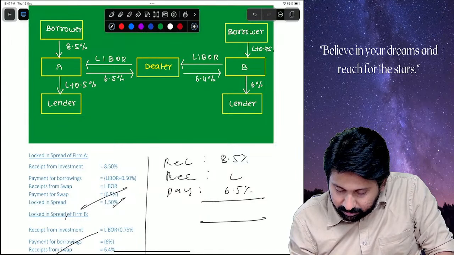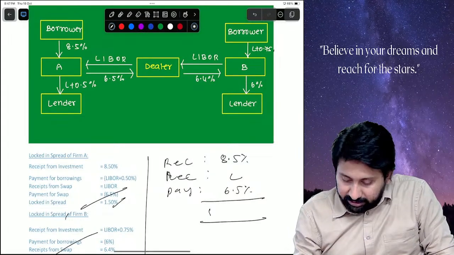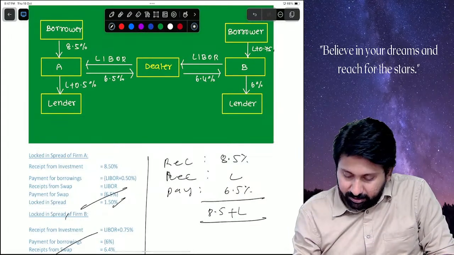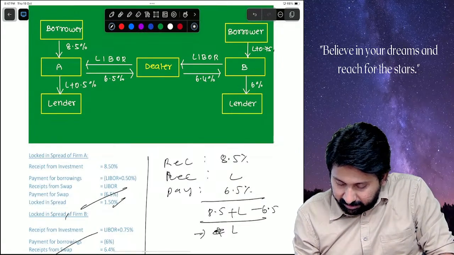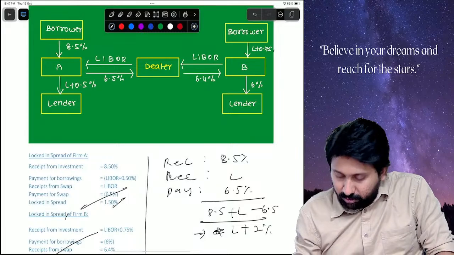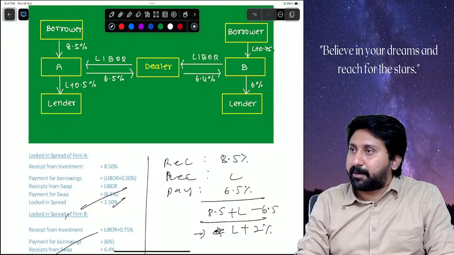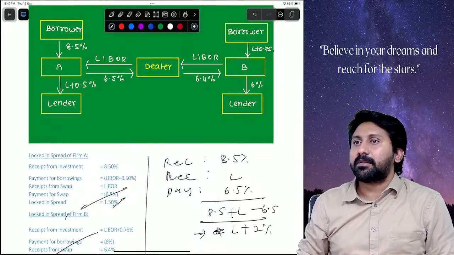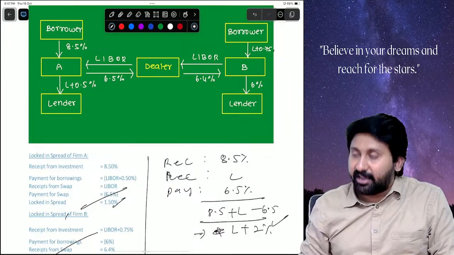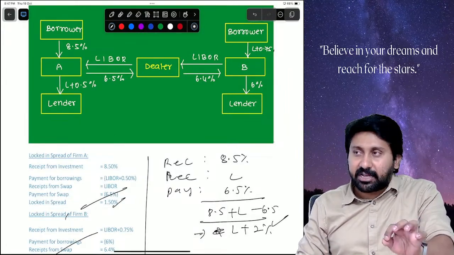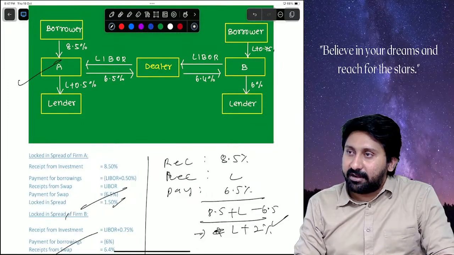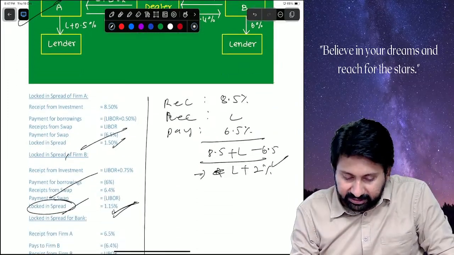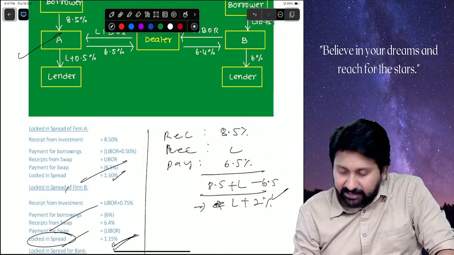Tell me, net what you are doing? 8.5 receipt minus 6.5. Tell me what you are doing? LIBOR plus 2%, not 2.5. LIBOR plus 2%. Correct? So this is as an investor. As an investor. Tell me as a borrower the same answer now. Tell me. As a borrower.